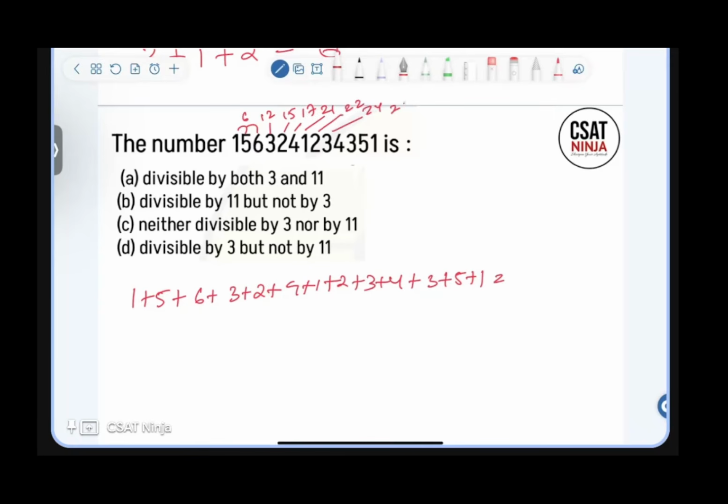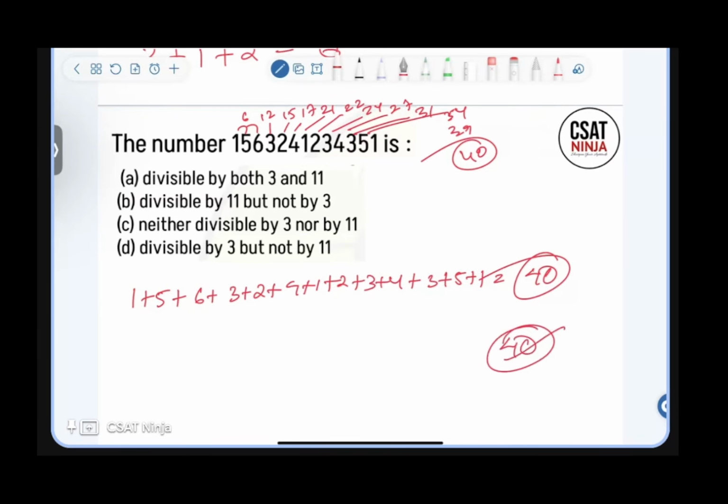24 plus 3 is 27. 27 plus 4 is 31. 31 plus 3 is 34. 34 plus 5 is 39. 39 plus 1 is 40. I'm getting 40 there. You check once whether my calculation is wrong or not. So by the first statement, I see that the sum of the digits is 40, and I know that 40 is not divisible by 3. So let's eliminate some options here.